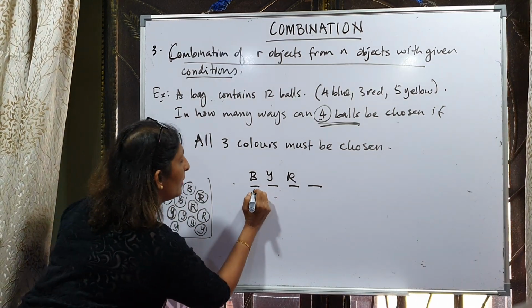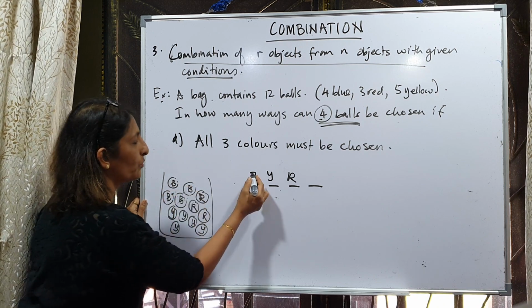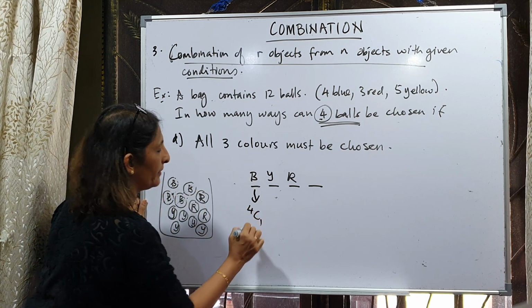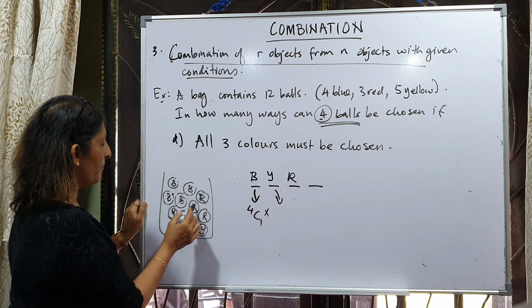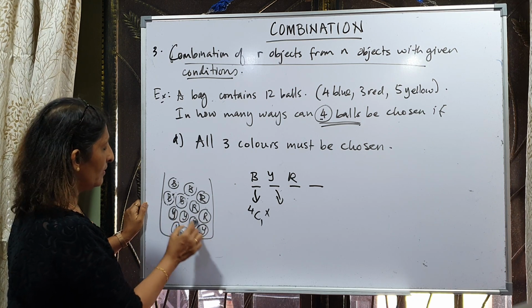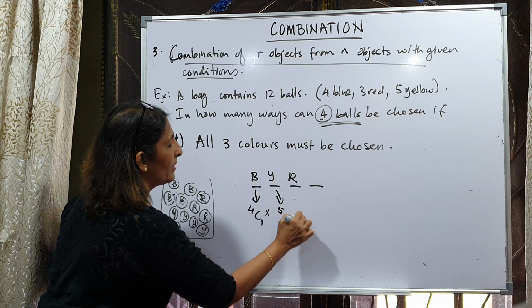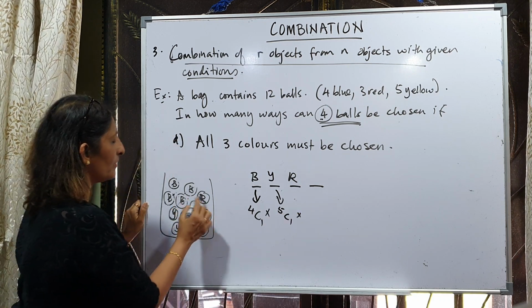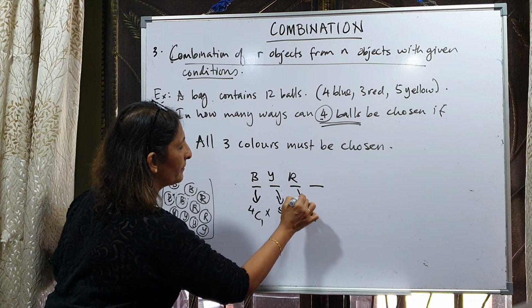We start with blue. From 4 blues, we want to choose 1. So it's 4C1. Yellow. How many yellows are there? 5 yellows. You want to choose 1 also. So 5C1. And from the 3 reds, you want to choose 1. So 3C1 for the red.